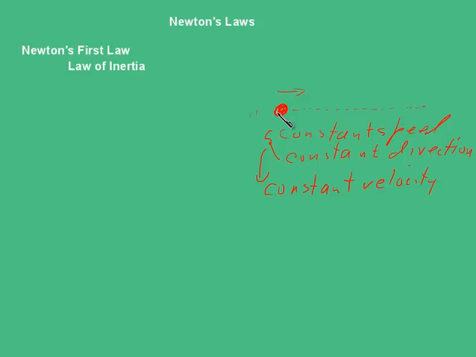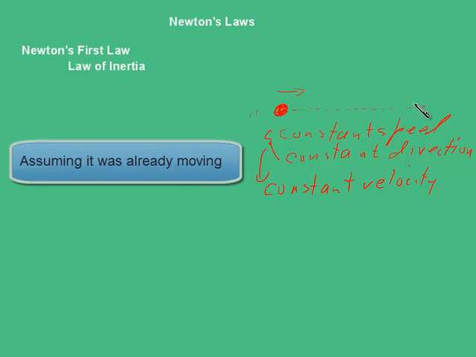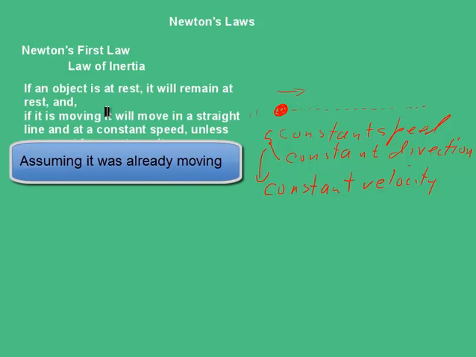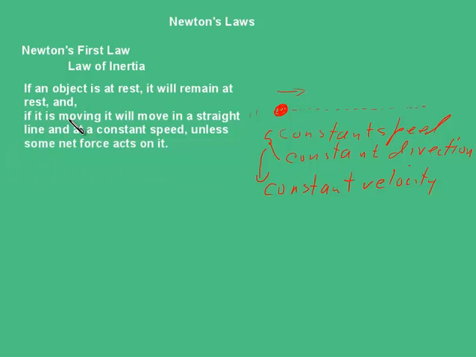So if the net force acting on this is zero, this object will move at a constant speed and in a straight line. Often this law is given as follows. If an object is at rest, it will remain at rest, and if it is moving, it will move in a straight line and at a constant speed unless some net force acts on it. So that is what I was saying here.